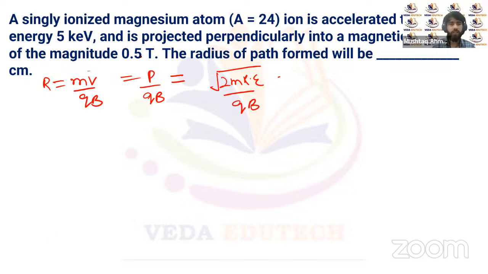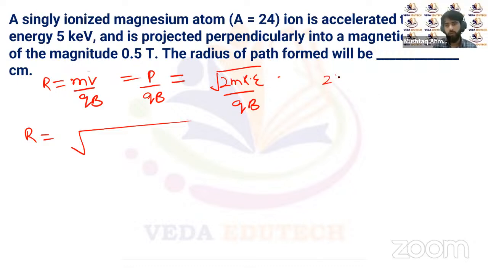Now the kinetic energy is given as 5 kilo electron volts. The mass will be the mass of the magnesium atom, that is a singly ionized magnesium atom. The mass number A is given as 24.